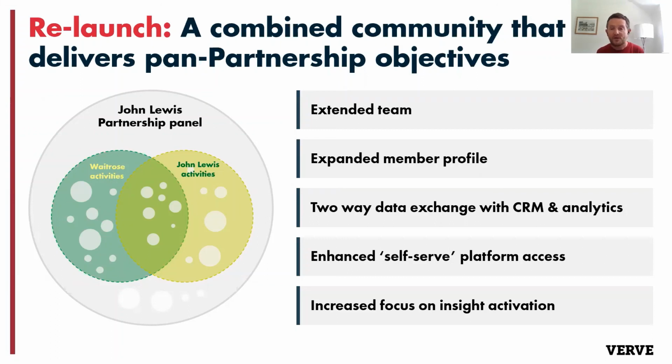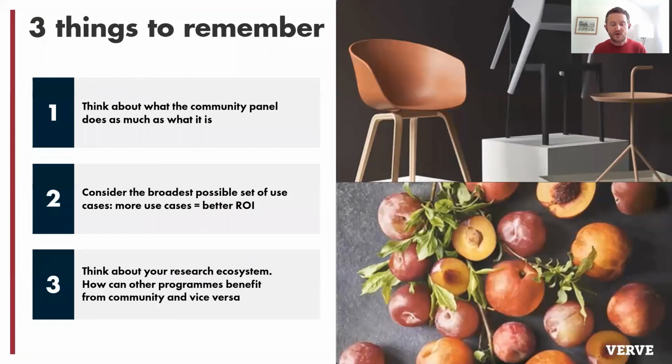So those are all things that are happening right now in terms of the relaunch of the community. Lots and lots of developments that cover team and platform and insight delivery, but all based on a key understanding of what role the community needs to play as the John Lewis Partnership rolls out their partnership plan. So finally, outside the framework for developing communities and outside the example that I've shared today, I'd like to encourage you to think about three things.